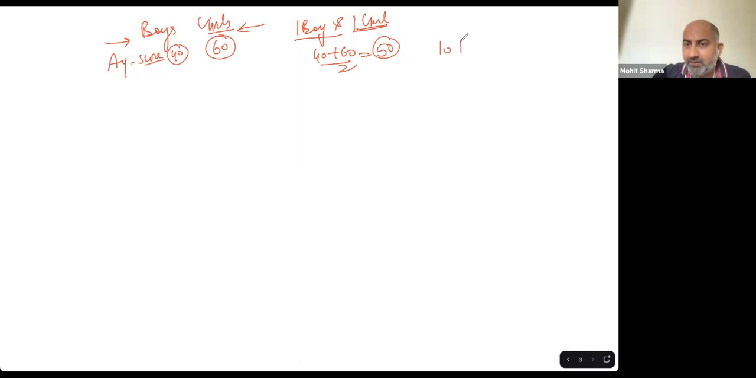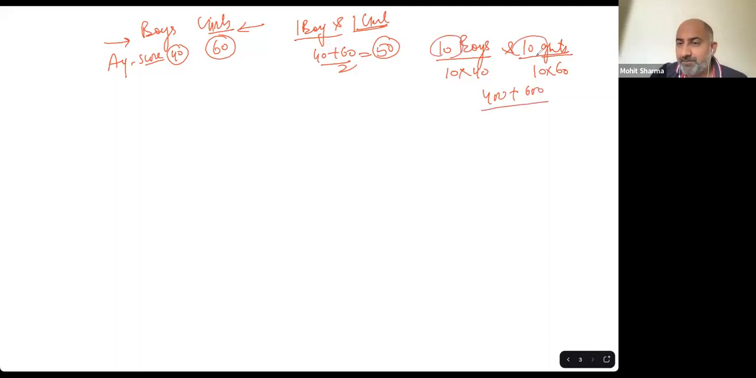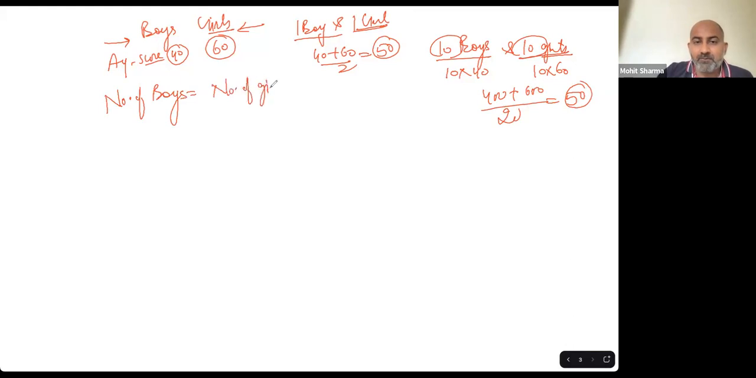Now, if we have 10 boys and 10 girls, what would be the average of the whole class? Total score for boys would be 10 into 40, total score for girls would be 10 into 60. So 400 plus 600 is the total score, and total number of people would be 20. Average would still be 50. So if the number of boys is equal to the number of girls, the average would be the exact midpoint of 40 and 60, which is 50.